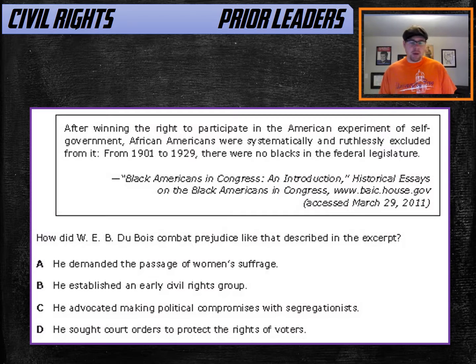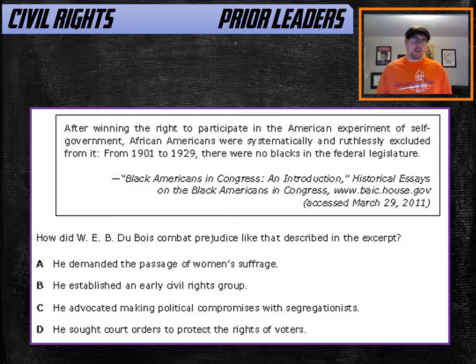Du Bois, and here you actually get a quote about him. And the question is, how did he combat prejudice? Basically, what did W.E.B. Du Bois do as part of the civil rights movement? And the answer is B. He establishes an early civil rights group. He helps establish an early civil rights group.